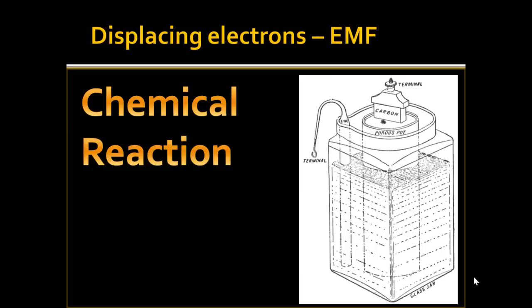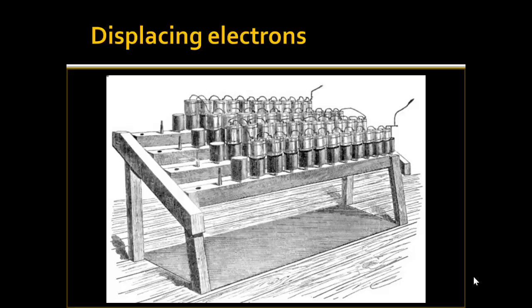The invention of the cell, the lead acid cell, which separates electrons from atoms with a chemical reaction, was the first great invention to provide a constant source of electromotive force, EMF, or voltage. By the way, this is a cell and not a battery. A battery is two or more together, such as this. This is a battery of cells.